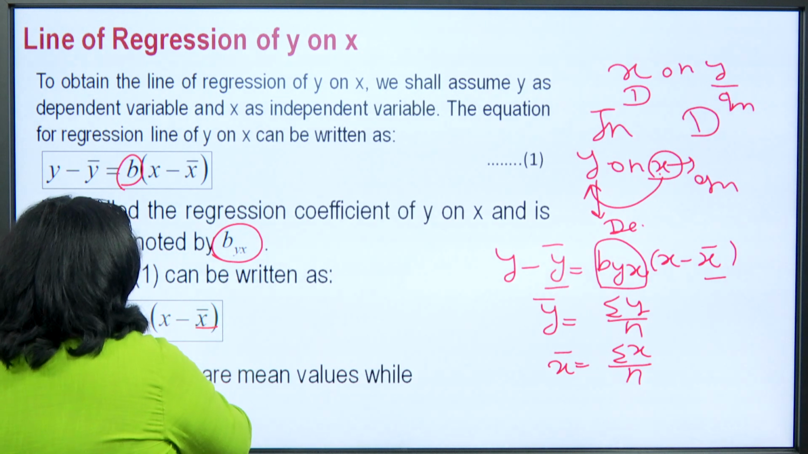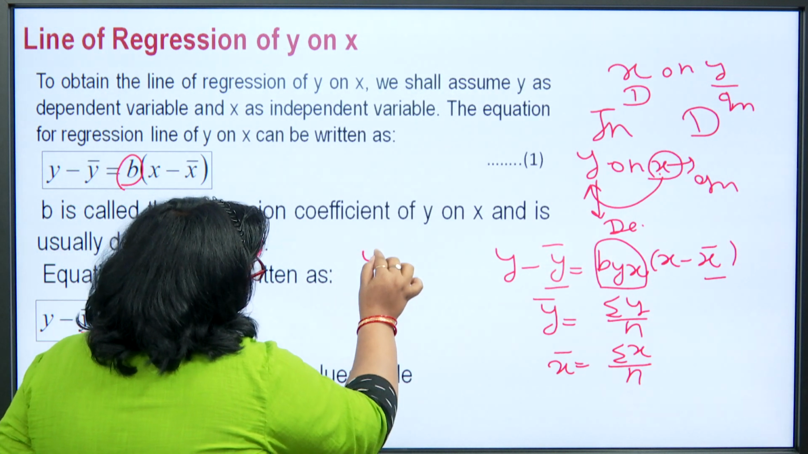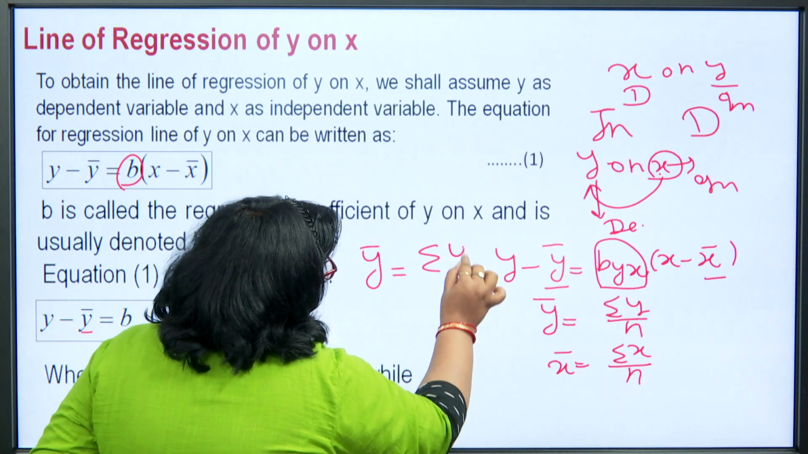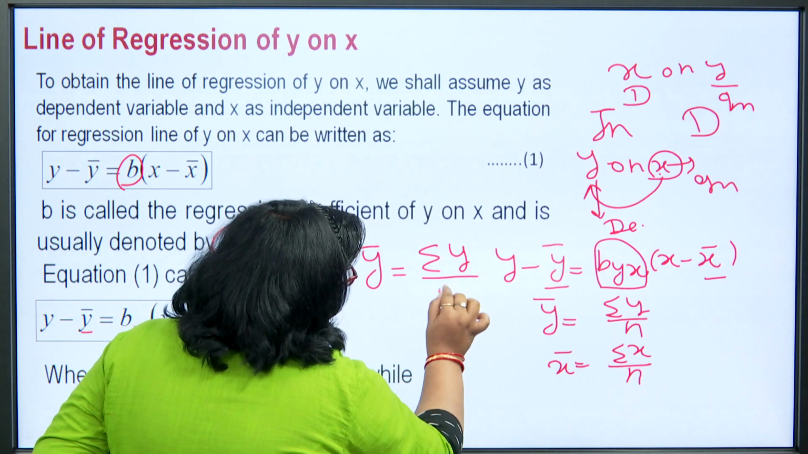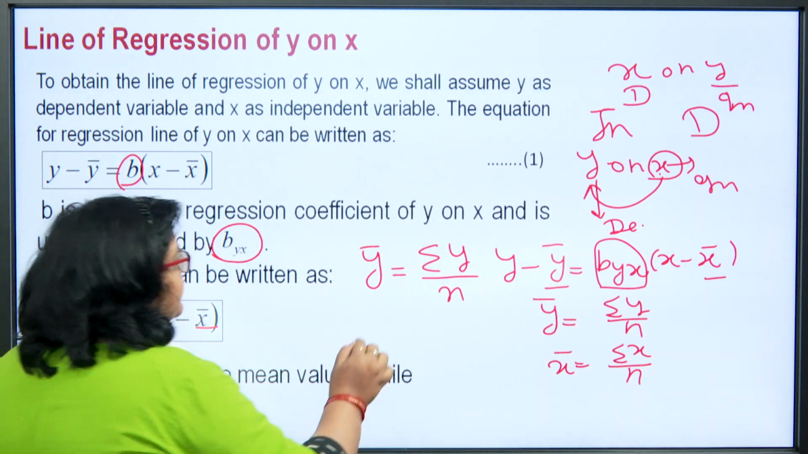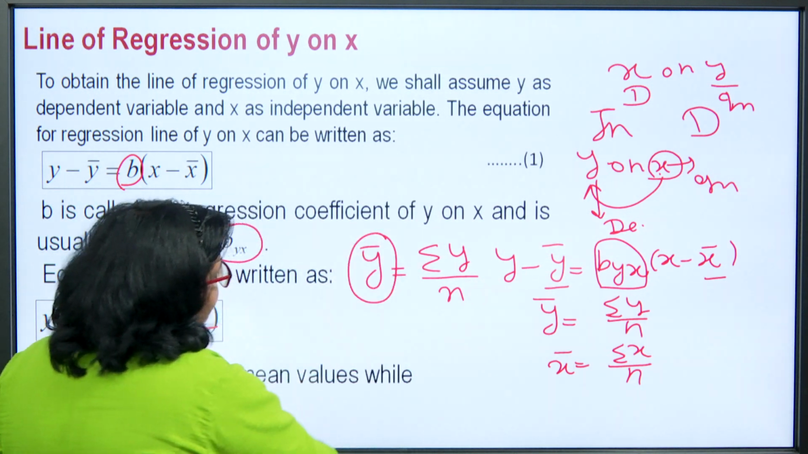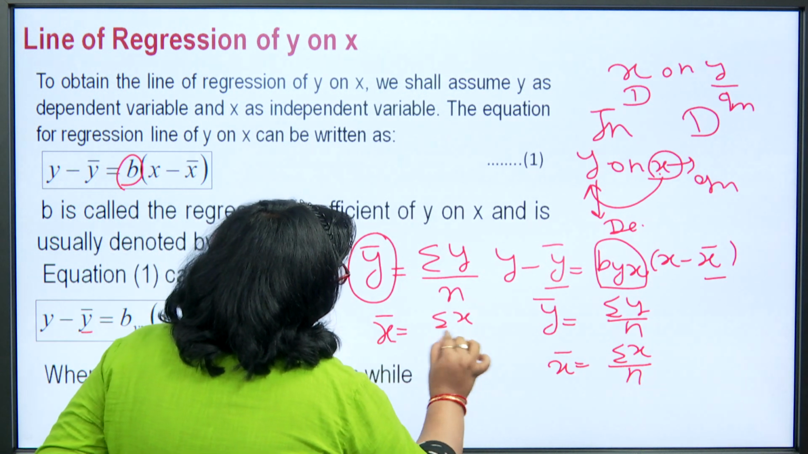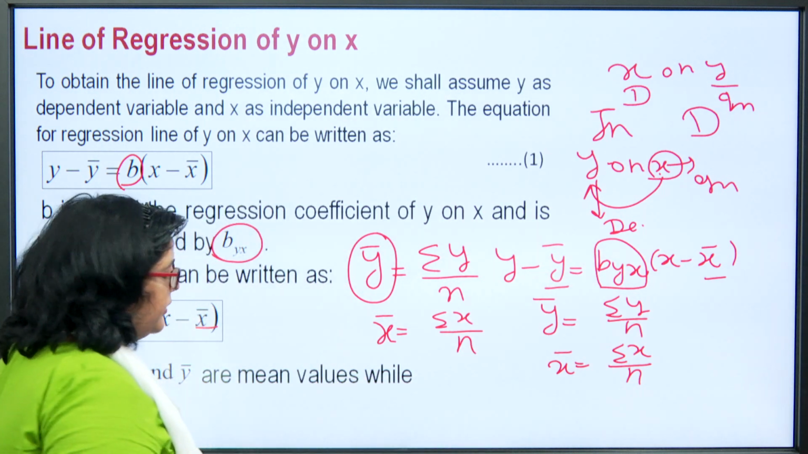And what is y bar? y bar is the mean: if we sum the values of y and divide by n, the number of pairs, we get the value of y bar, and x bar is summation x by n.